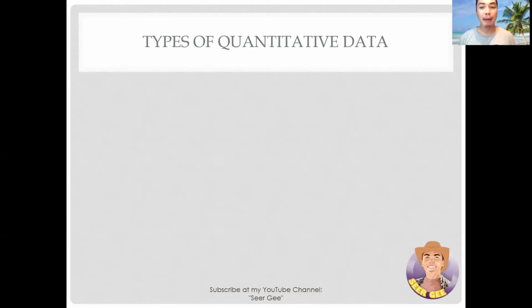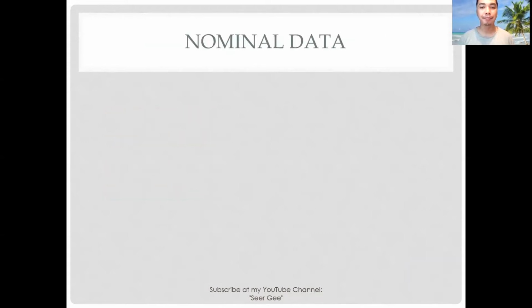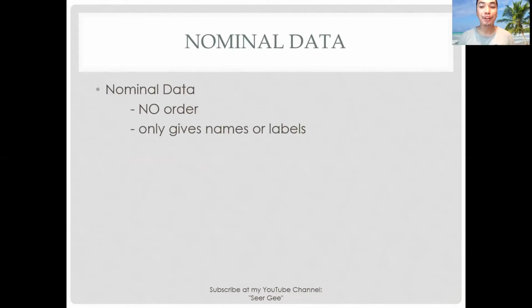So what are the types of data that we usually encounter in a quantitative undertaking? These are the following: nominal data, ordinal data, interval data, and ratio data. Later, we are going to discuss each type of data, and I will also give an example for better understanding. Let us start first with nominal data.